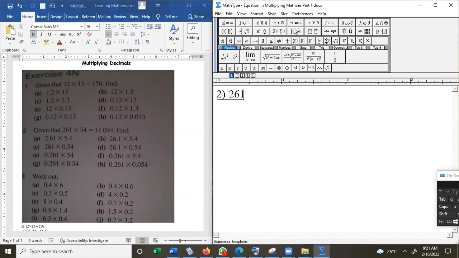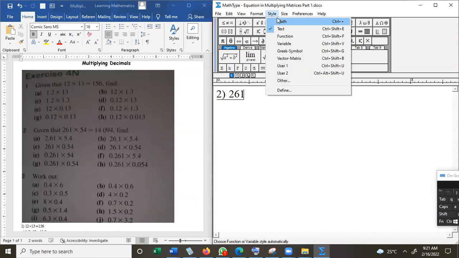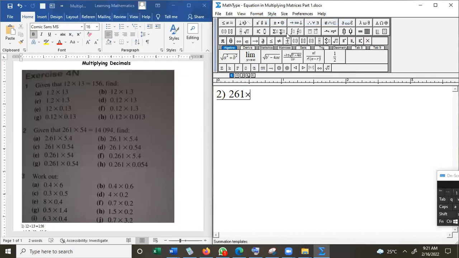261 times 54. So these are whole numbers here. 261 times 54, 2 whole numbers, is equal to another whole number, which is 14,094. All right. As you can see, the book has a little space to give the place value for thousands, hundreds, and 94. 14,094. Okay, so please take that down.